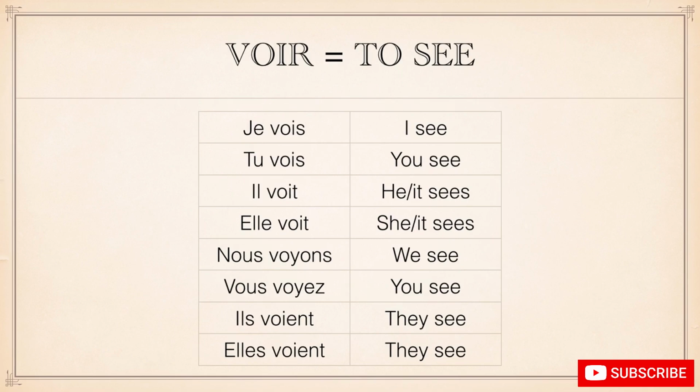Voir, je vois, tu vois, il voit, elle voit, nous voyons, vous voyez, ils voient, elles voient. You'll also notice that frequently the je, tu, il, elle, and then the ils, elles with an S will also be the same pronunciation.